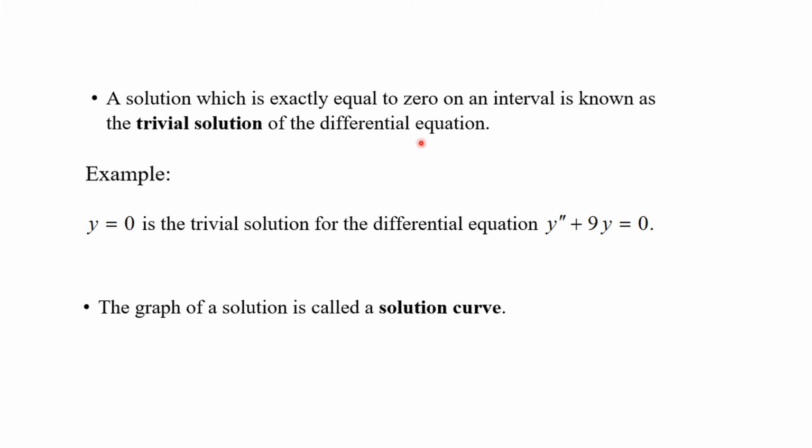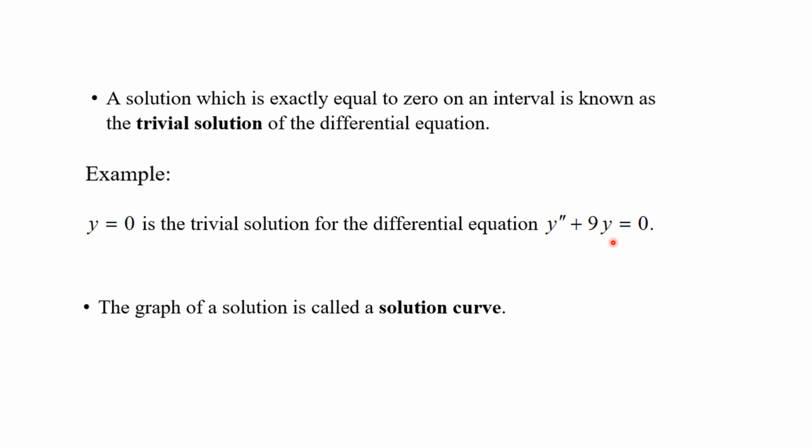In the previous example, we looked at this differential equation y double prime plus 9y equals 0, and we have verified that the function y equals 2 sin 3x plus cos 3x is a solution of this differential equation. Now what about the function y equals 0? Let us substitute y equals 0 into this part of the equation, and we differentiate y equals 0 twice, which is also 0. So 0 plus 9 times 0 is also equal to 0.